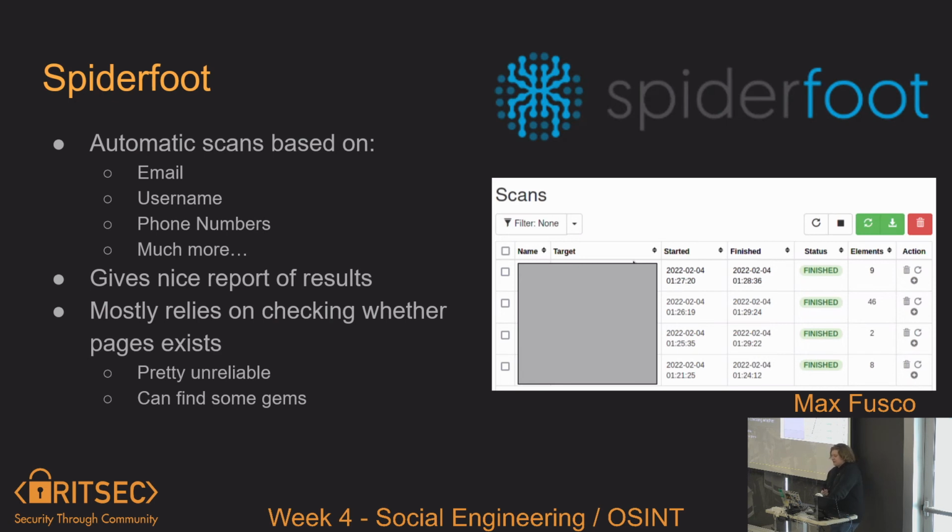This is sometimes pretty unreliable. I confirmed some with Enzo, and I went through probably around 10, and none of them were real. They were honestly pretty sketchy. But you can find some gems. I think I found Enzo's Fortnite tracker, so that was pretty cool.